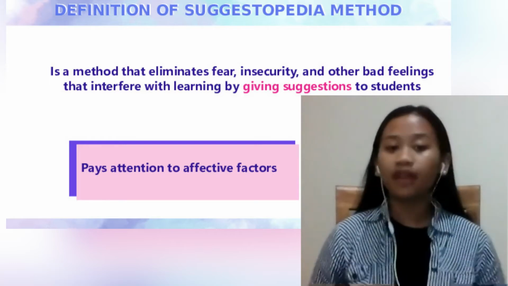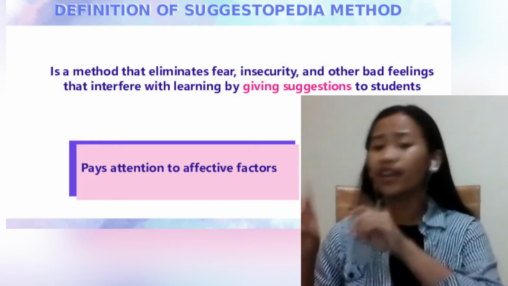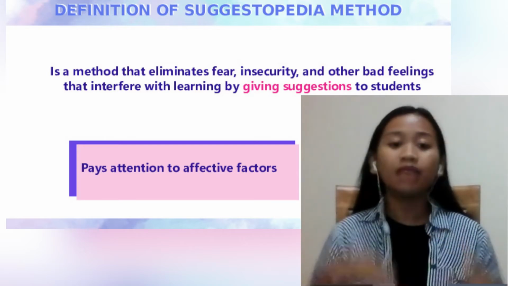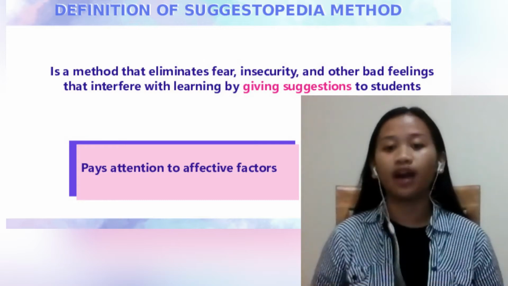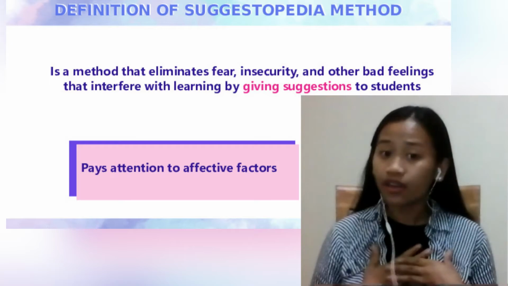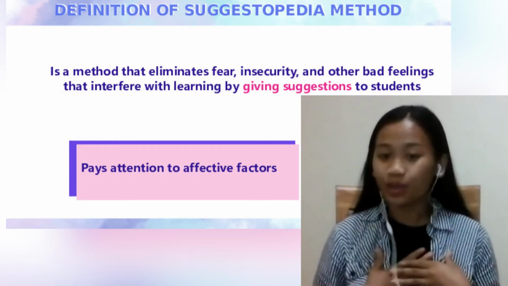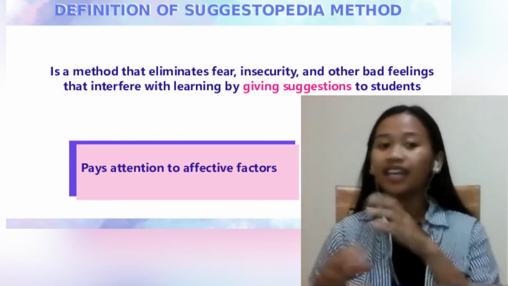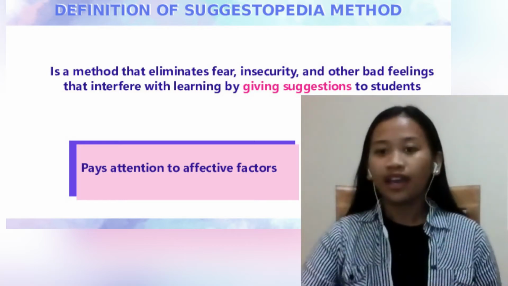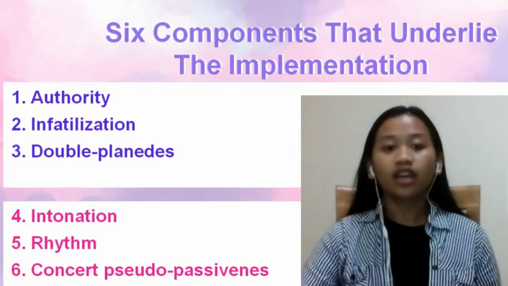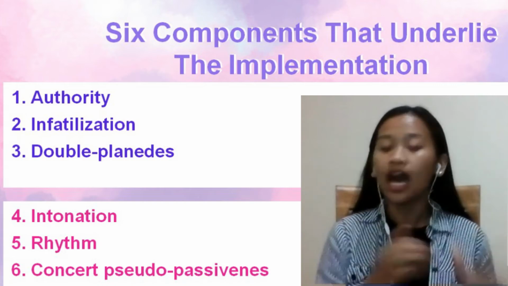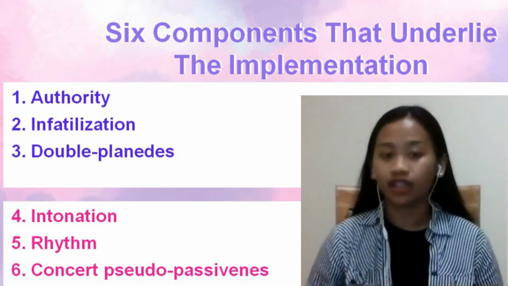So the Suggestopedia method pays attention to affective factors. Affective factors relate to the feelings and emotions of students, in order to speed up the learning process. Usually students feel afraid, nervous, and sometimes insecure. So with the teacher's suggestion, they can eliminate all kinds of bad feelings. And then the concept of learning using this method has six components that underlie its implementation.